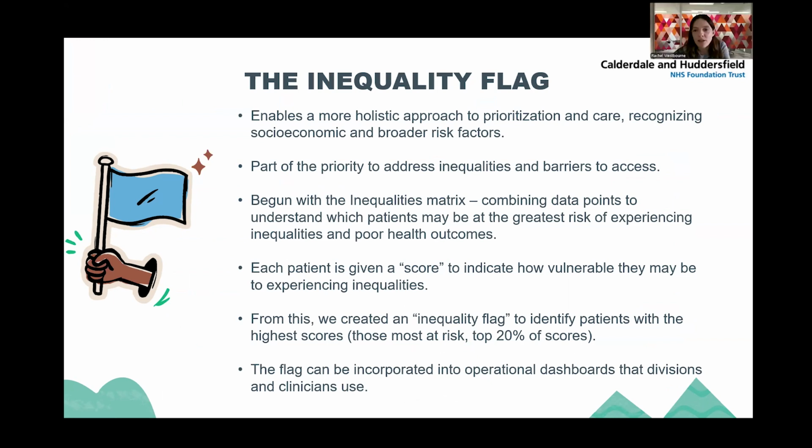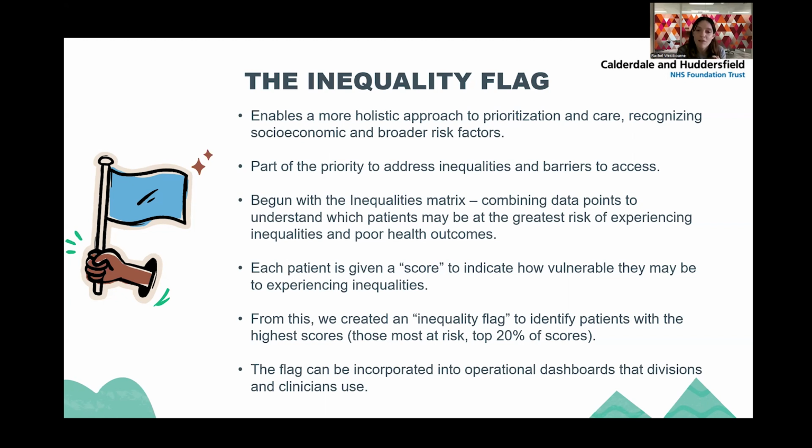So that's work that's been undertaken to allow us to understand and monitor health inequalities that we might see emerging in our services. But what we've been trying to do more recently is go one step further in terms of taking a patient-centred approach and using the data that we have to identify people who might be at the greatest risk of experiencing inequalities and doing something about that, ideally before they actually experience the inequalities in the first place. So we've developed something that we call the inequality flag, powered by our inequalities matrix. And the idea behind this was to enable us to take a more holistic approach to prioritisation and care, recognising, as we'd seen really starkly during the COVID period and for our patients with a learning disability as well, that people have really different experiences and health outcomes due to a range of broader risk factors and socioeconomic circumstances.